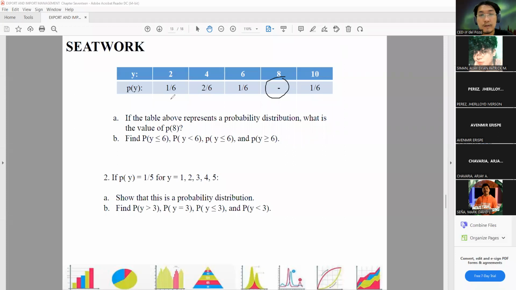Two over 6. 1, 3, 4, 5. 1 over 6. It's 1 over 6. Why? Kasi, di ba nga, ang sum nito must be 1. So, 1 over 1 plus 2 is 3, plus 1 is 4, plus 1 is 5. So, ang kulang na lang is 1 over 6 to make it equal to 1. Okay? Nakuha ba yan?